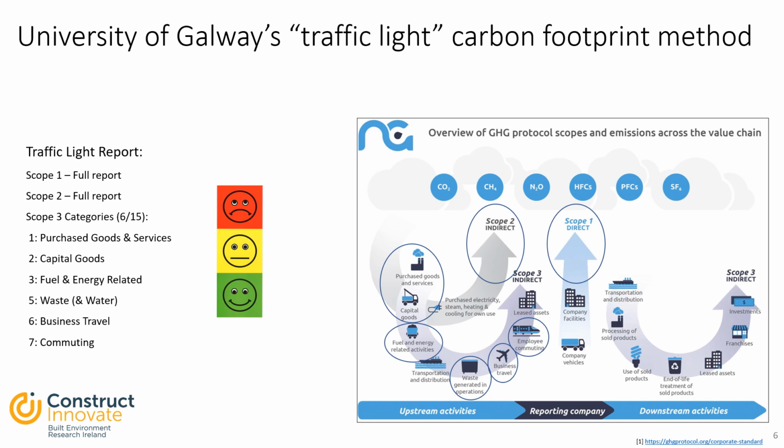For the University of Galway, for example, the traffic light method meant the following categories were not included, as it was deemed that there would be little to no activity data, given the university is an education institution. So: transport and distribution, leased assets, process use, end of life of sold products, franchises and investments.